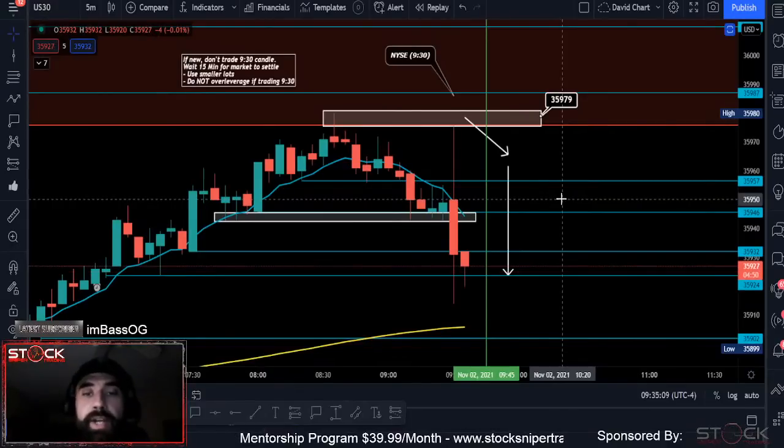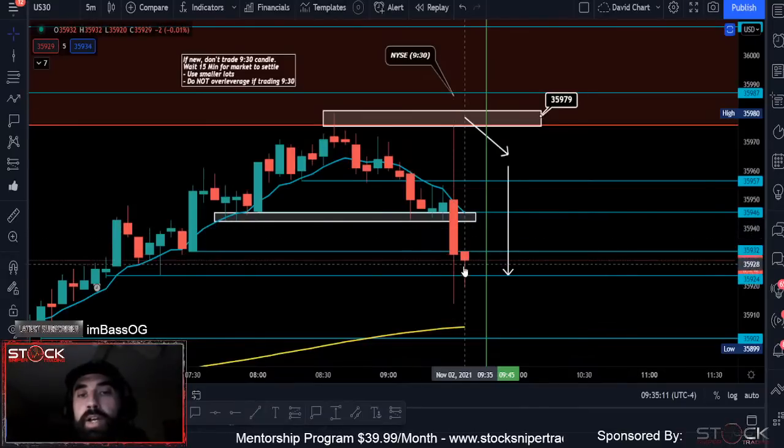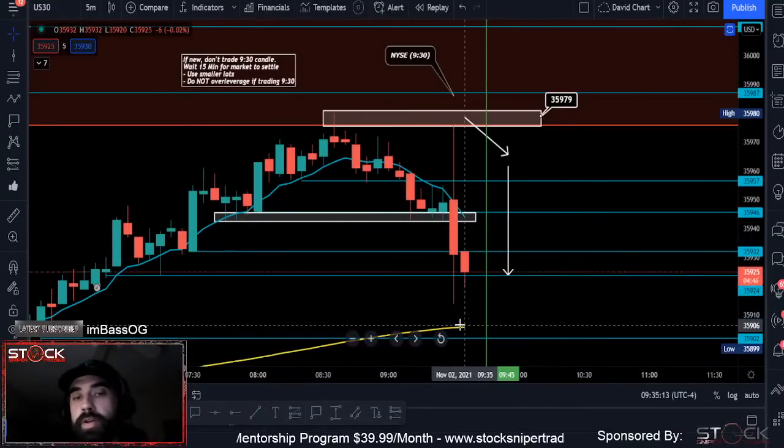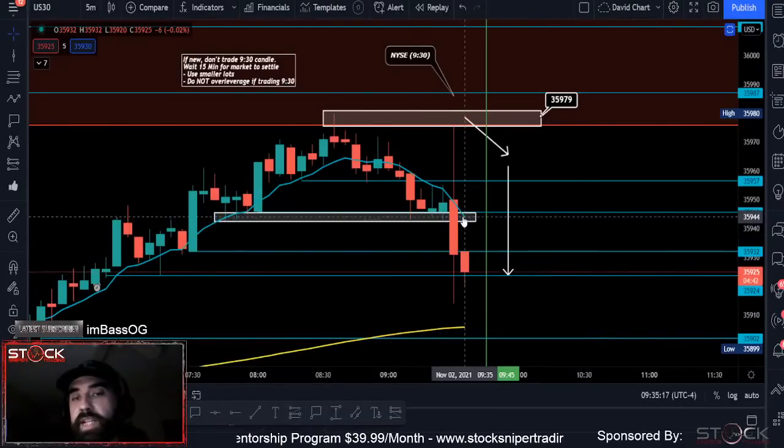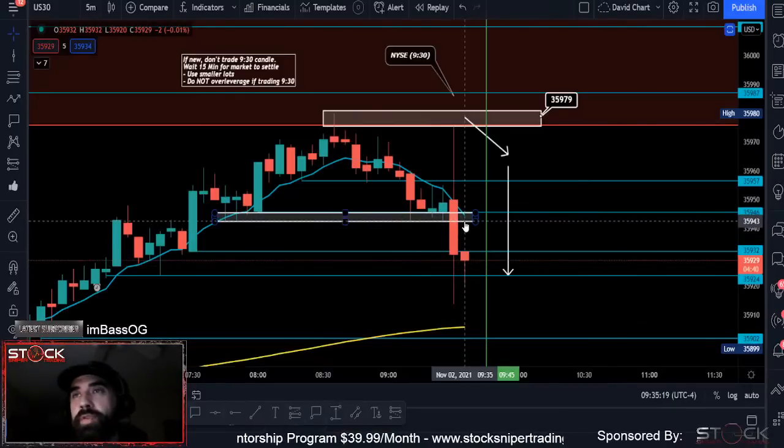Okay, here's that 9:35 candle starting to open. Okay, look, it's starting to find some support. Now it's starting to walk possibly to the upside, retesting this maybe before making its next move. All right.